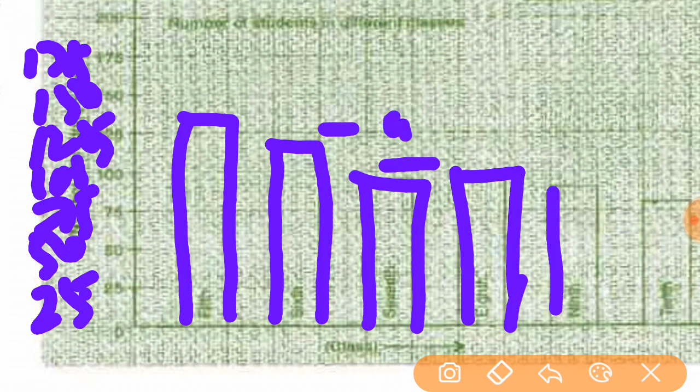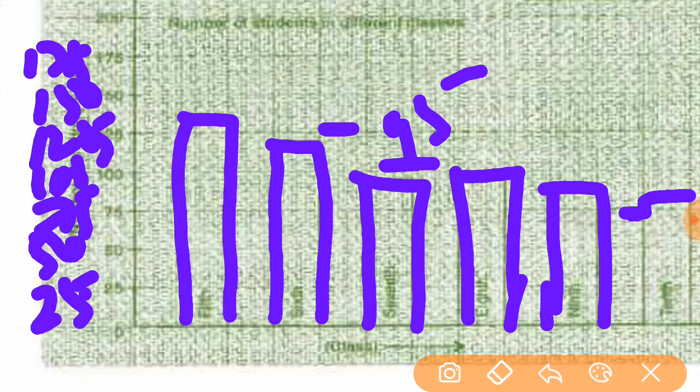8th is about 100. So exactly 100. That's why it is 100. 9th is 90, I think. So it is a little below 95. Then 80 means exactly 75 and a little above. So here is 75, just above that number. Okay. This is how you have to do the bar graph.